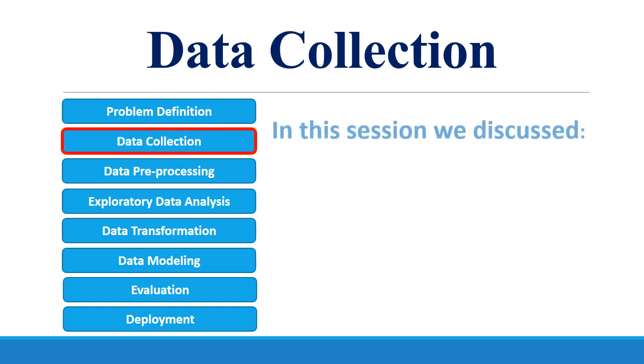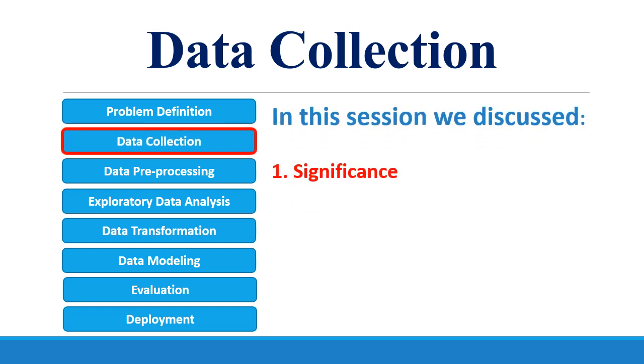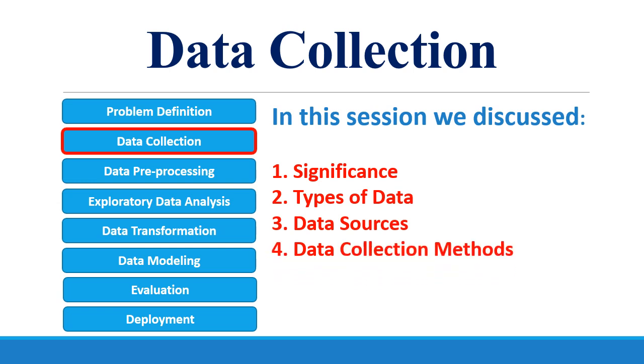In this session, we discussed the significance of high quality data. We discussed different types of data, that is structured, unstructured, and semi-structured. We discussed the different types of sources, internal and external, and what are the different kinds of external sources. We discussed the data collection methods. We discussed how to collect the data from publicly available platforms, with practical demos.